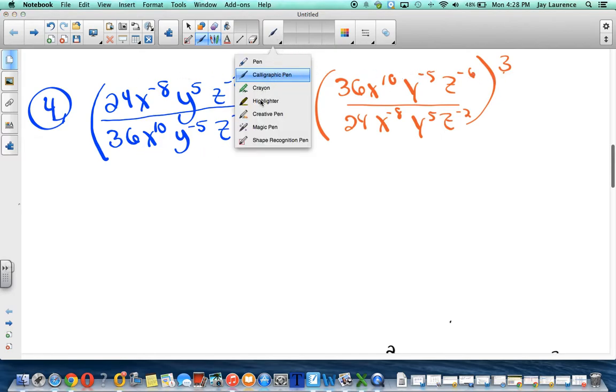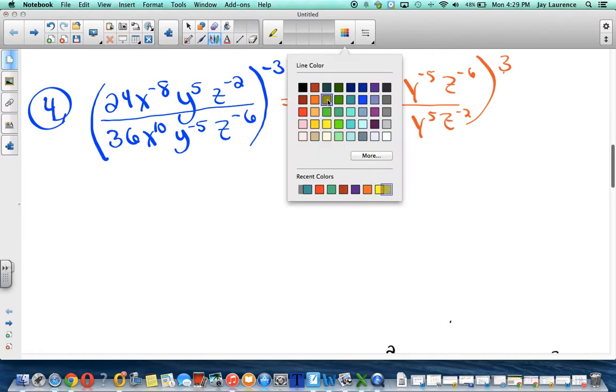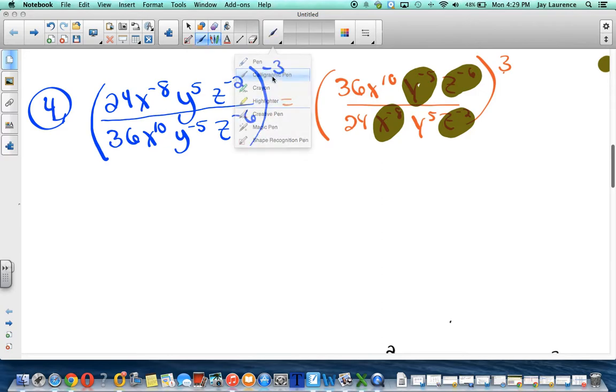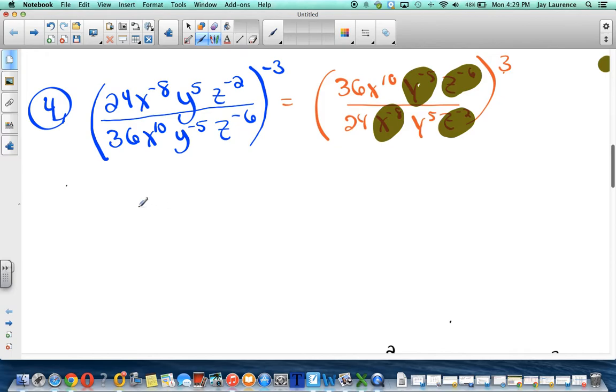Now I'm going to highlight the terms that are going to move. Well, this guy's going to move. This guy's going to move. This one's going to move. And this one's going to move. So I'm going to rewrite it like so. Hey, by the way, I just realized 36 and 24 can simplify. I can divide them both by 12. So I'm going to get a 3 in my numerator and a 2 in my denominator. Remember, you can simplify at any time.